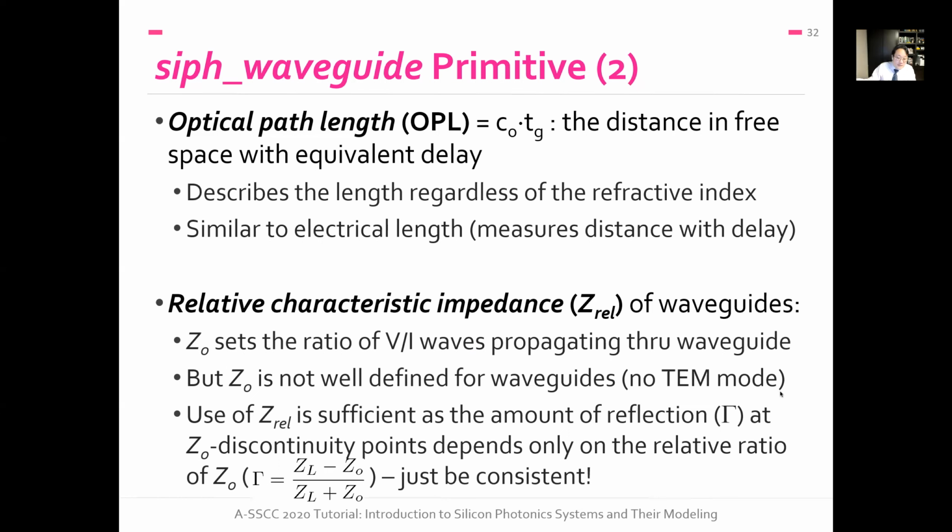With using the other method, as long as you're consistent and give the right ratio between these characteristic impedances, you're fine. Yeah.